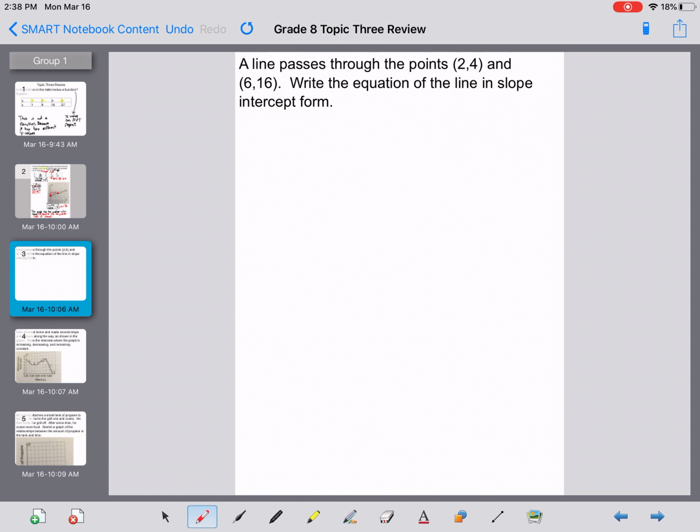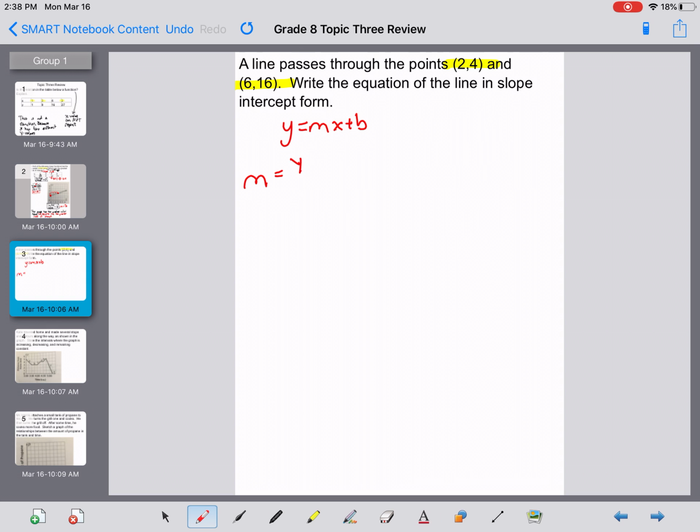A line passes through the points (2, 4) and (6, 16). Write the equation of the line in slope-intercept form. Take a second to copy down the question. Slope-intercept form is always going to be y equals mx plus b. When I'm given 2 points, I'm going to start by finding my m.